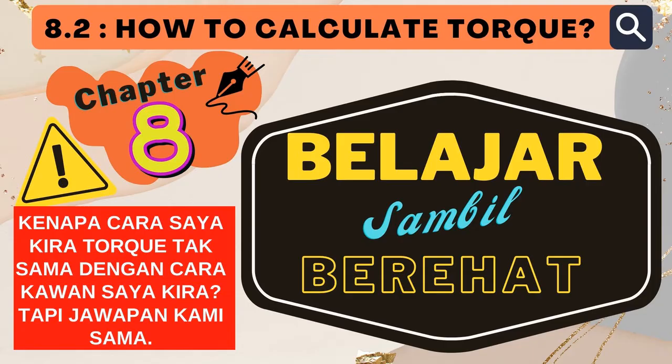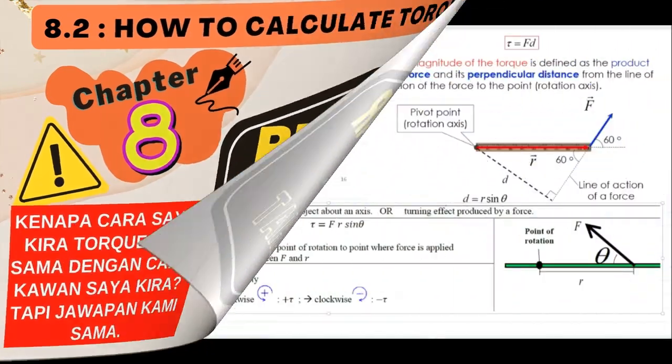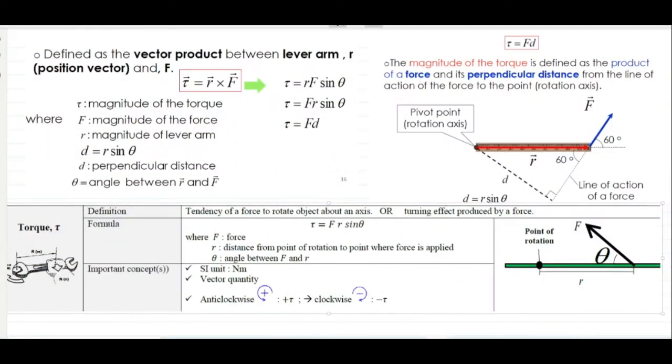Okey, so apa tunggu lagi? Jom kita mula. Okey, jadi sebelum kita mulakan dengan calculation of torque, for each force that exerted on the system ataupun kita nak kira total torque of the system, kita tengok dulu definition about torque.